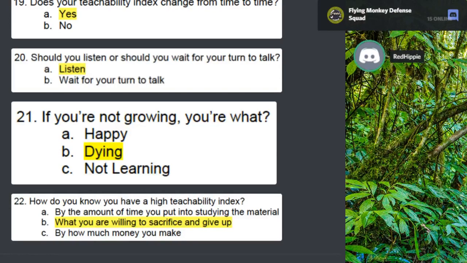So if you're giving your time, you're sacrificing your time. So you're correct. Good answer. How much time are you willing to put in? How much money are you willing to put in? What are you willing to give up? Whatever it takes. Ooh, that was quick.